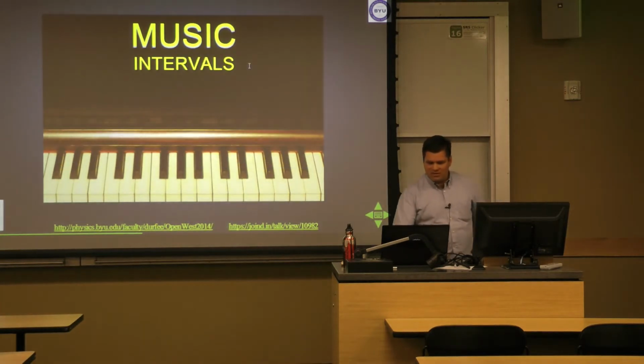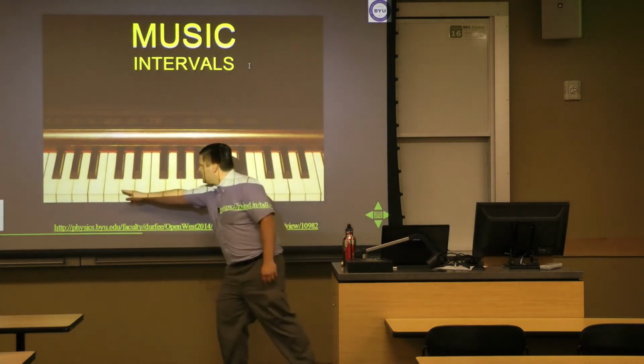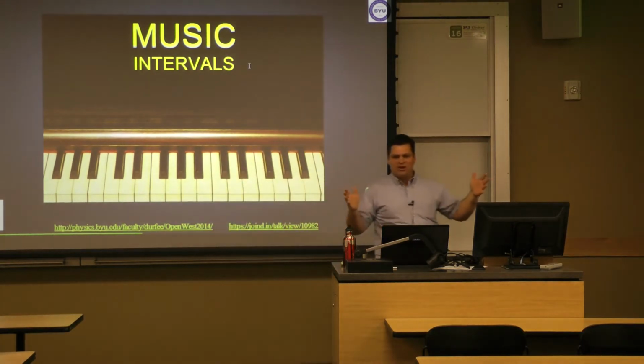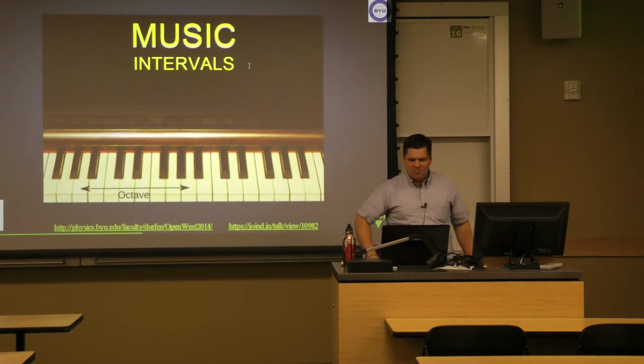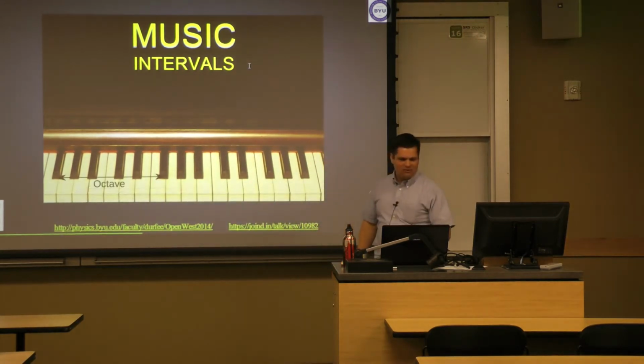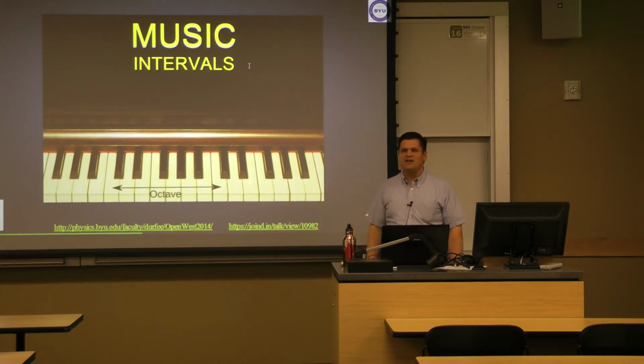Okay, the next thing you want to know about music are intervals. All right? So here's my piano keyboard. I take any two notes, and that's an interval. So the interval is just the distance between two notes. One of the most important intervals in music is the octave. An octave takes us from one A to an A an octave higher, or from one F sharp to an F sharp an octave higher, or from one C to a C an octave higher. That's one very important interval.